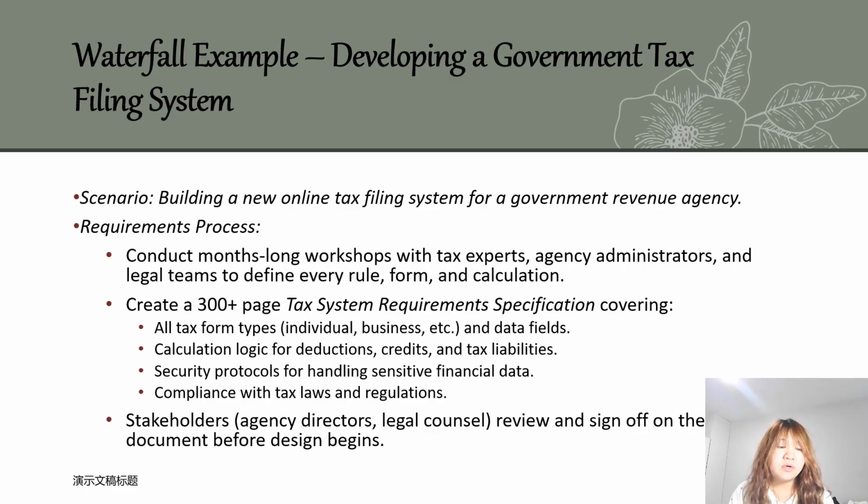A great example of Waterfall in action is a government tax filing system. Tax rules are stable and regulated, so we spend months in workshops with experts, agency leaders, and lawyers to define every form, calculation, and security rule. The end product is a 300-page requirements document. Agency directors and legal teams review it thoroughly, sign off, and only then do we move to the design phase.